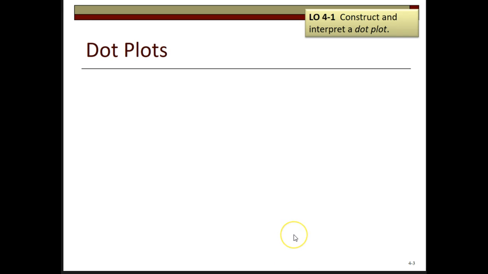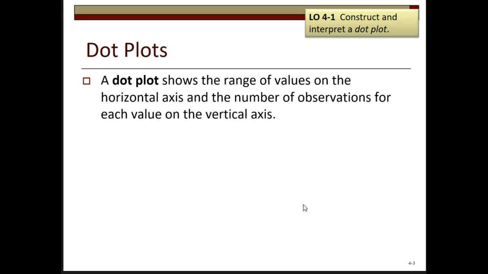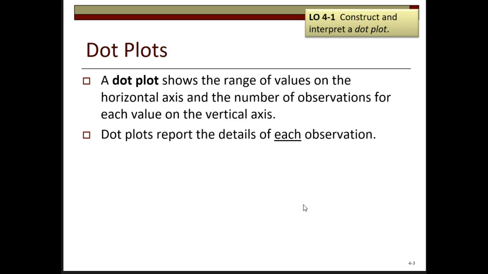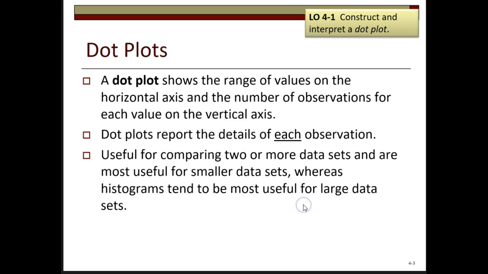So let's get started with dot plots. A dot plot shows the range of values on the horizontal axis and the number of observations for each value on the vertical axis. Dot plots report the details of each observation, and they are useful for comparing two or more data sets and are most useful for smaller data sets. Then we would use histograms for larger data sets.